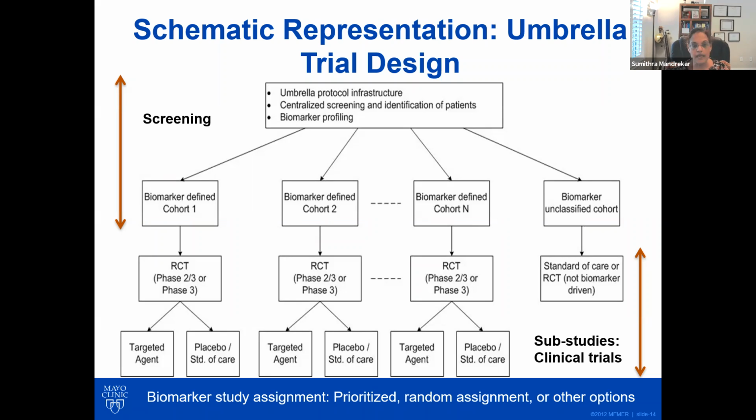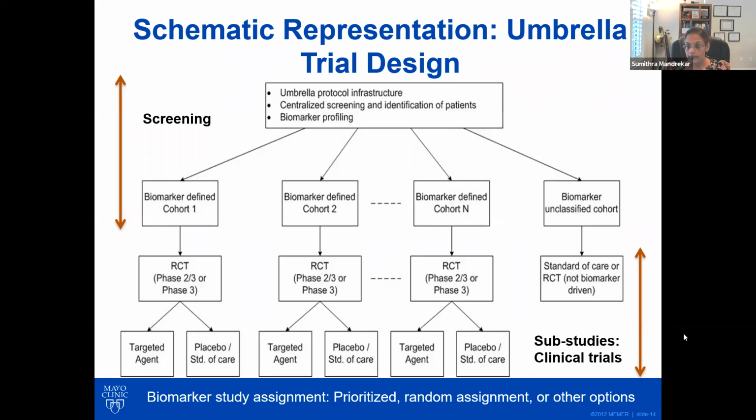There's a lot of literature out there. You can prioritize based on prevalence. You want to make sure you're filling the low prevalence cohorts, so as soon as you see somebody has that low prevalent marker, you assign them to that cohort. Or you can do a random assignment, or there are other options that people have explored.